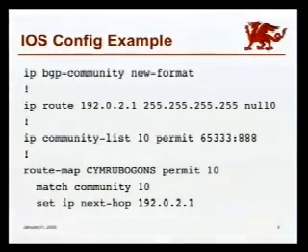We like to use 192.0.2.1 and set that to null 0, and then define a community list saying match our ASN, which is always 65333, and our Bogon community, which is 888, and then simply a route map saying that anything that matches that ASN and community gets set to next hop of your black hole route, and bingo, you've just black holed all traffic from the Bogon prefixes.